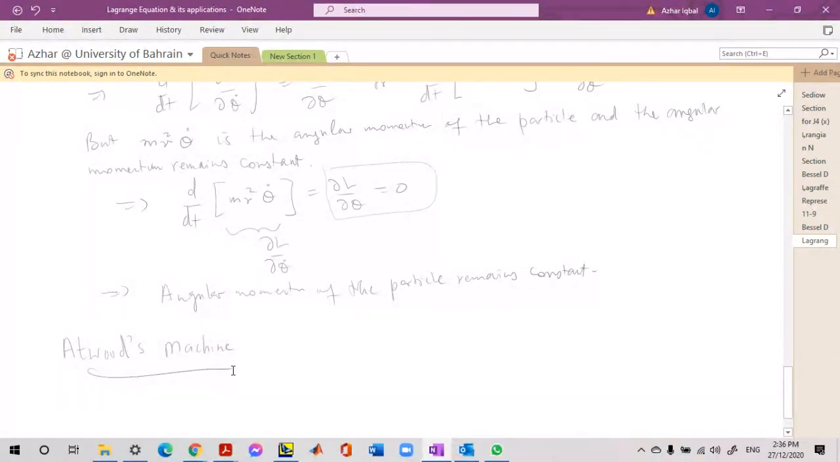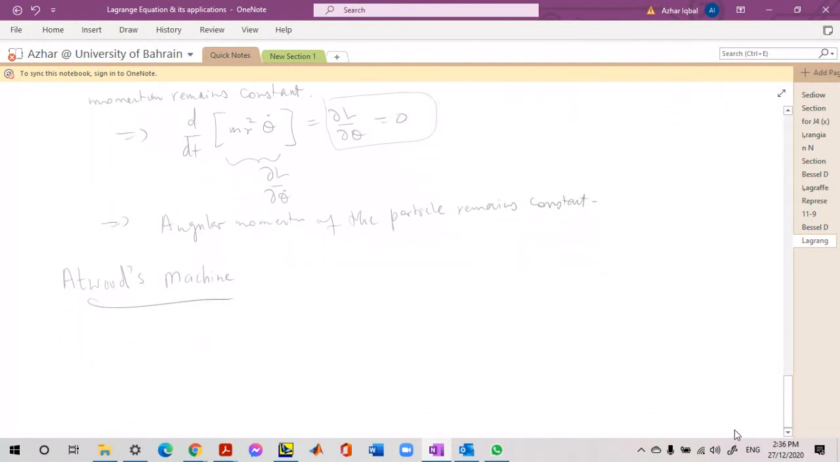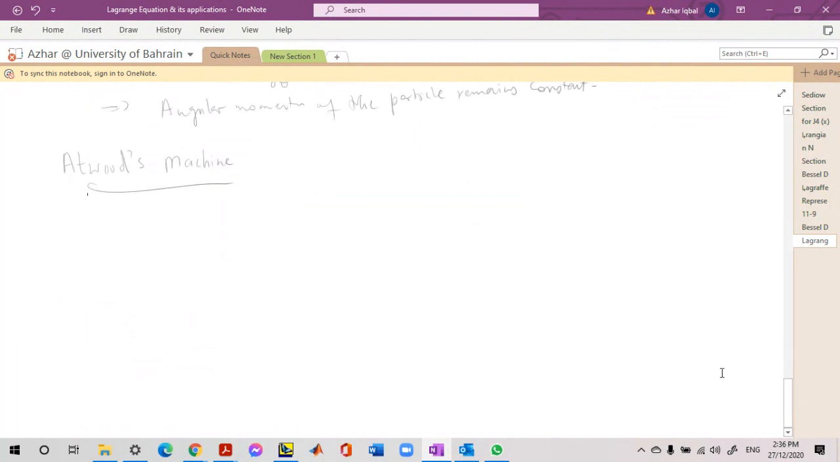So what this machine consists of is the following setting. You can consider it to be a pulley with a string which can move two weights, or you could say two masses. So here we have M2, M1, two masses, and the radius of this pulley is A.